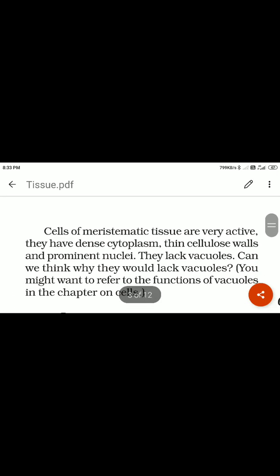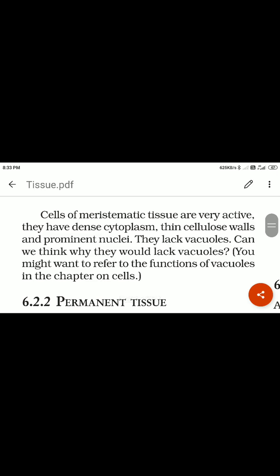Now the cells of meristematic tissue are very active. They have dense cytoplasm, thin cellulose wall, and a prominent nucleus. They lack vacuoles. Can we think why they would lack vacuoles? Because vacuole size is large. Vacuoles also engulf dead cells. Here they are newborn cells. The cells keep dividing continuously, and keep growing forward.